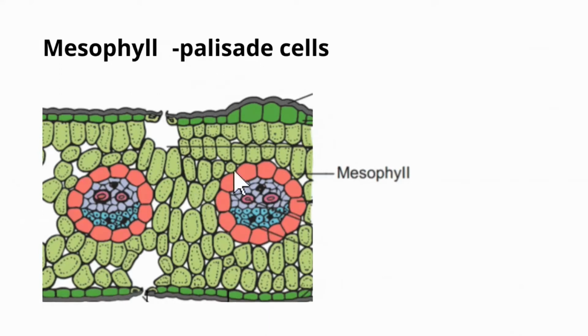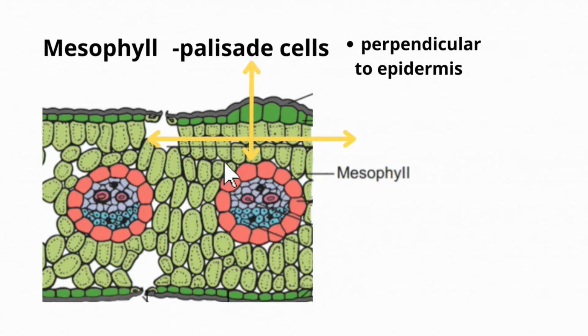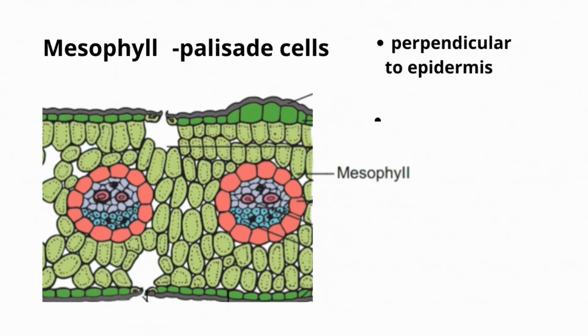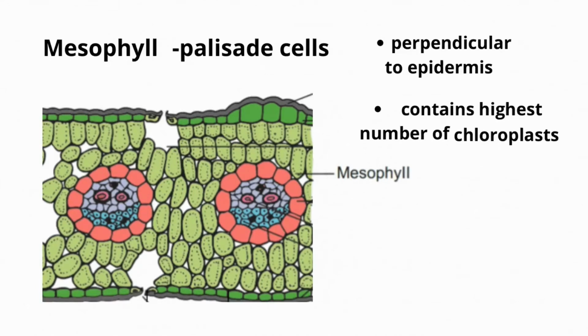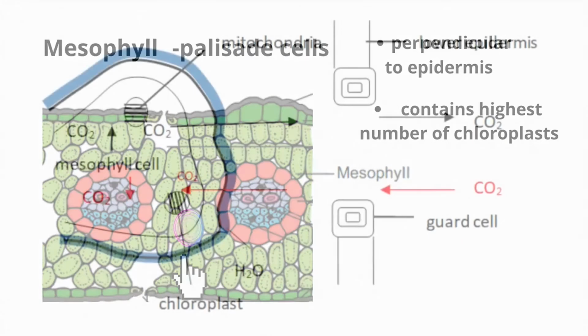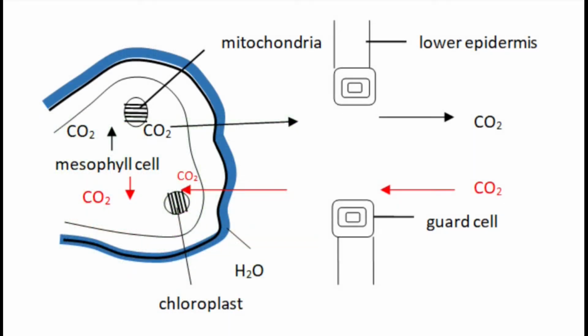Let's take a look at palisade cells. These cells are compactly arranged and are perpendicular to the epidermal cells. The highest number of chloroplasts is found in palisade cells because of their elongated shape. The large surface area to volume ratio helps in maximum carbon dioxide diffusion. Due to the high moisture coating, carbon dioxide is dissolved before entering the cell.